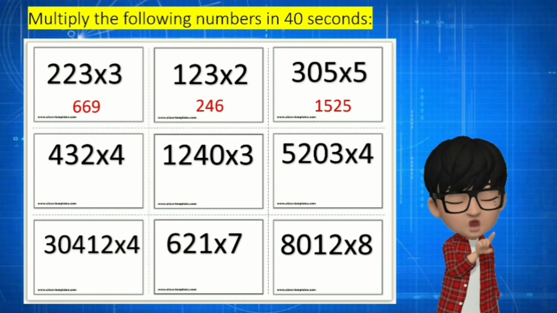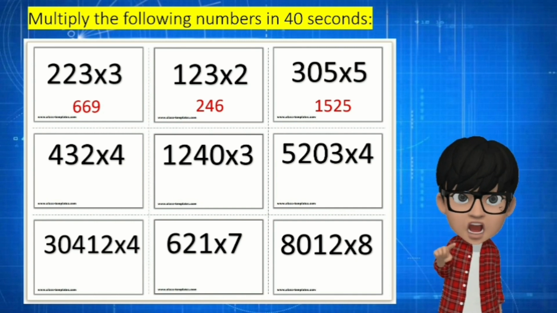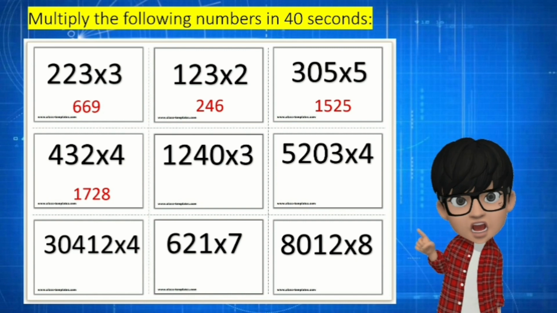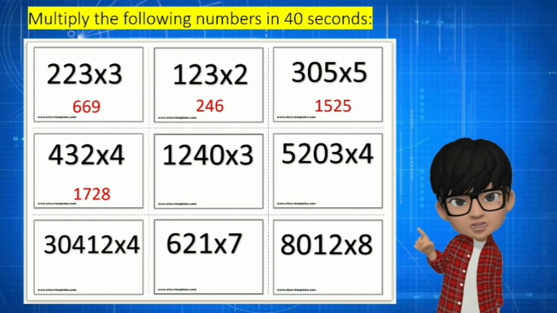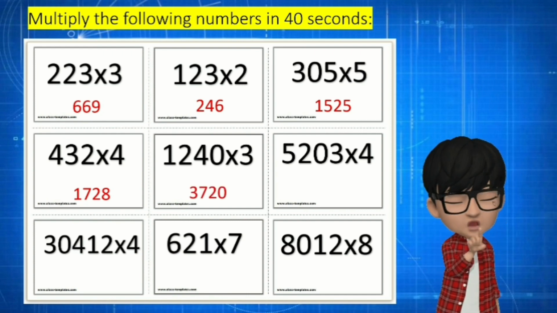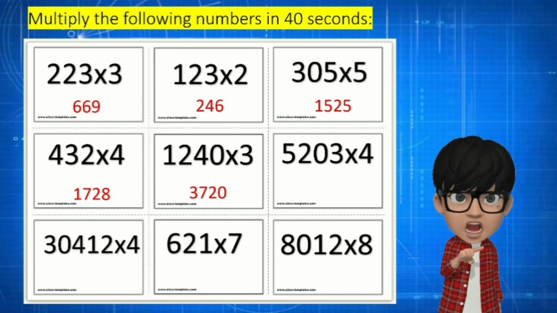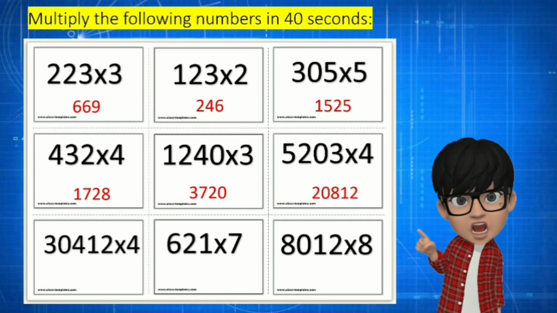For number 4, we have 432 times 4. The product is 1,728. Next, for number 5, we have 1,240 times 3. The product is 3,720. For number 6, 5,203 times 4. The product is 20,818.